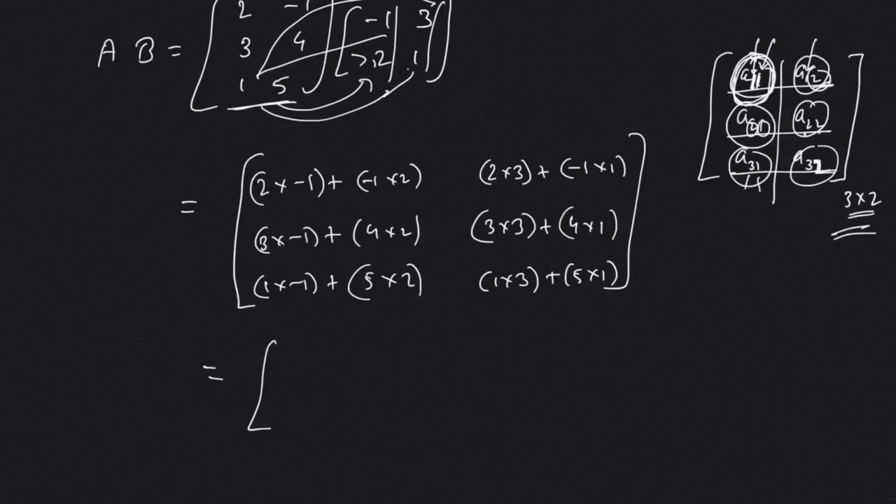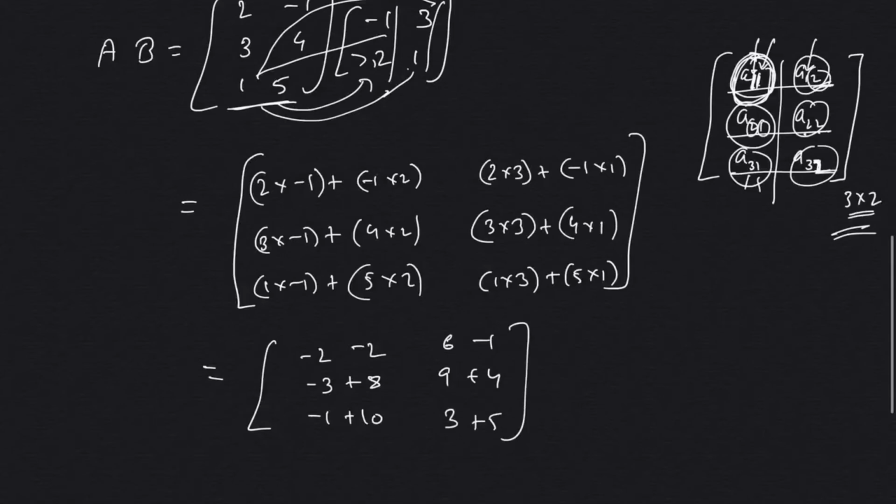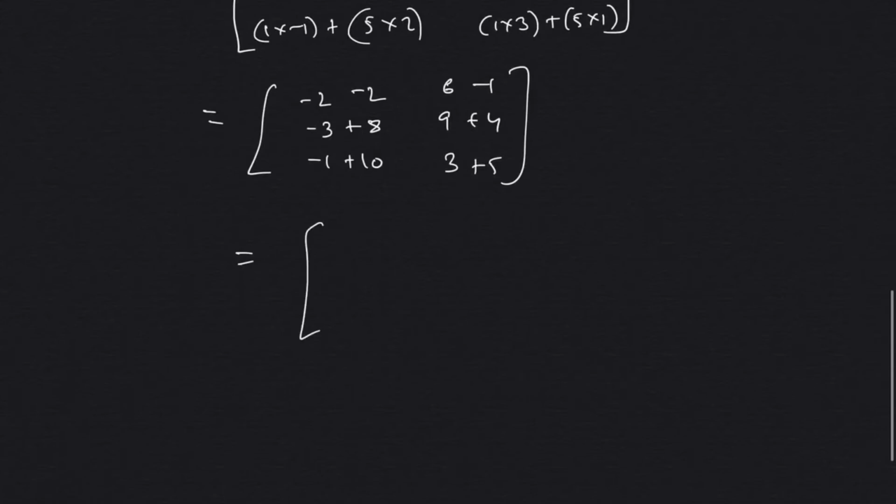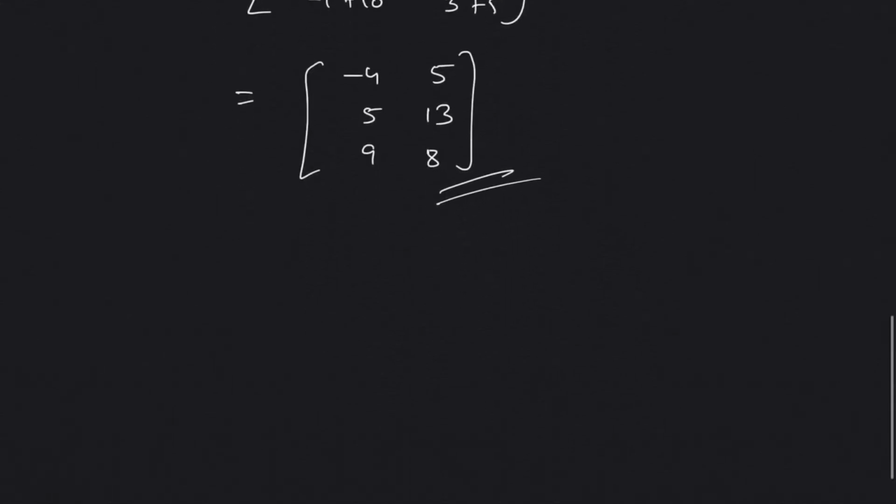So minus 2 minus 2, minus 3 plus 8, minus 1 plus 10, 6 minus 1, 9 plus 4, 3 plus 5. So our resultant matrix will be minus 4, 5, 5, 13, 9, 8. So this is our resultant matrix.